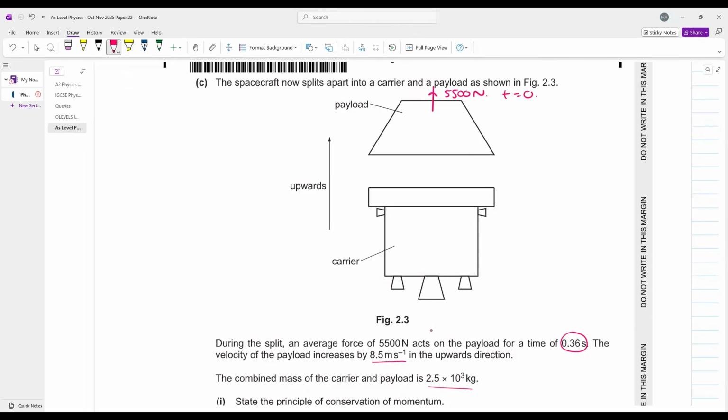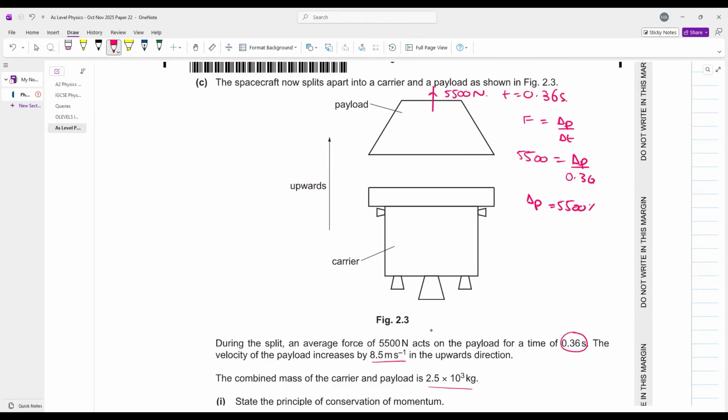टाइम ऑफ 0.3 सेकेंड्स के लिए ये फोर्स लग रही है. You have the force, you have the time. Do you remember this formula? Force is equal to change in momentum over change in time. फोर्स क्या है? 5500 न्यूटन. चेंज इन मोमेंटम डिवाइडेड बाय टाइम, 0.36. Can you calculate the change in momentum of the payload?